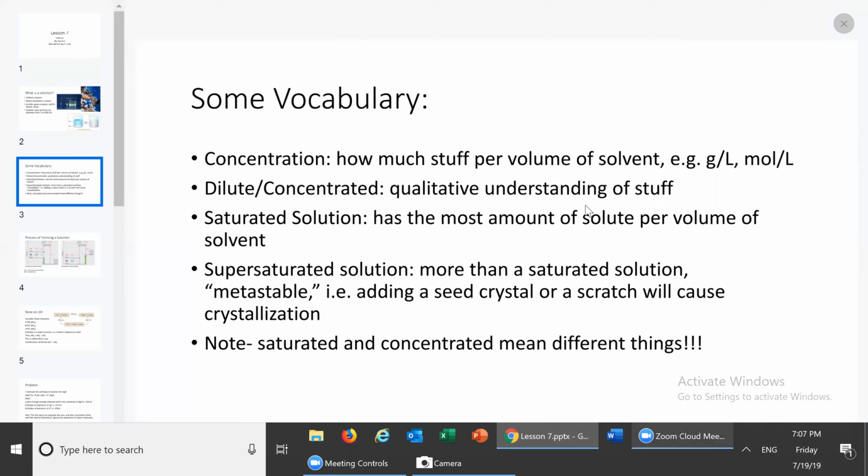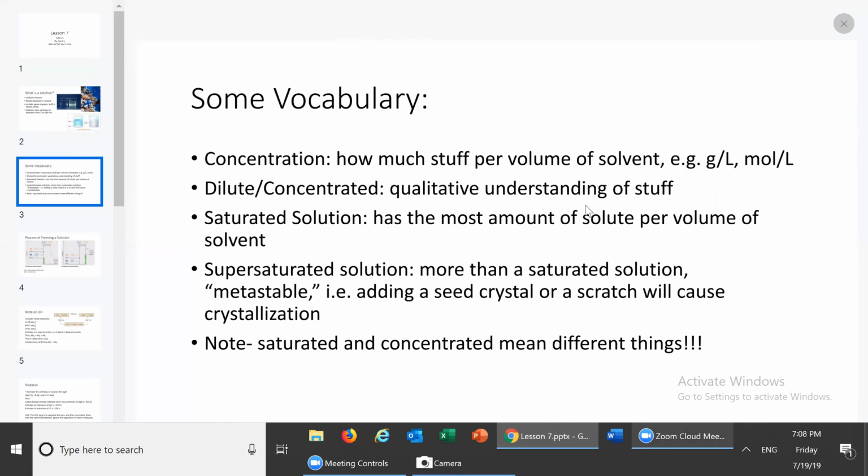And then we can apply some qualitative adjectives to concentration: dilute and concentrated. This is a very qualitative, basic understanding of how much stuff you have. If something is dilute, you don't have a lot of stuff. If it's concentrated, you have a lot of stuff per unit volume.